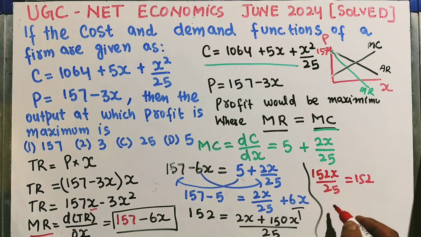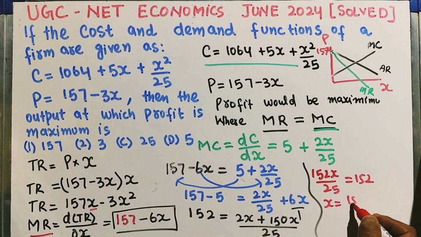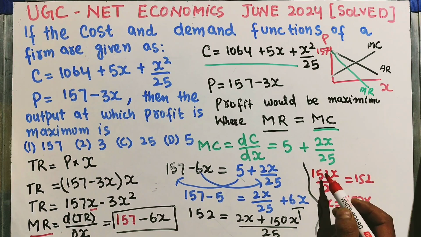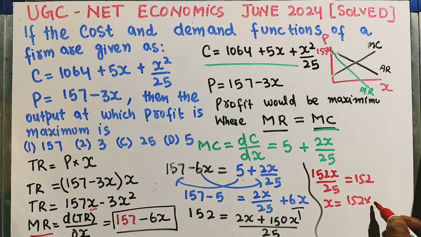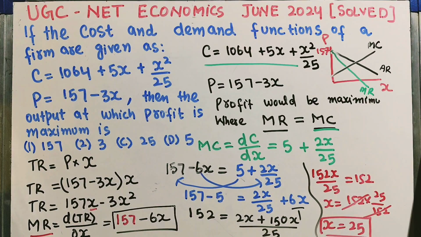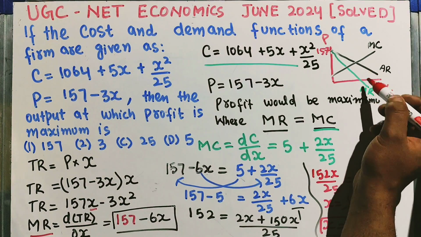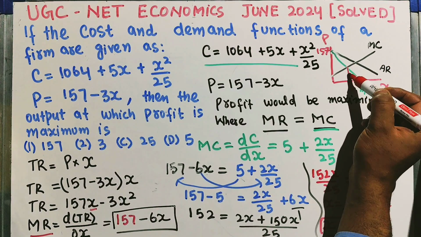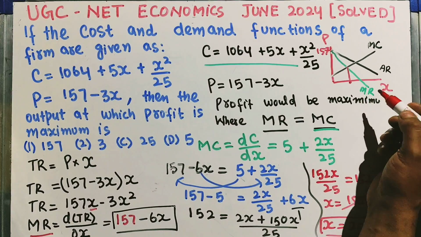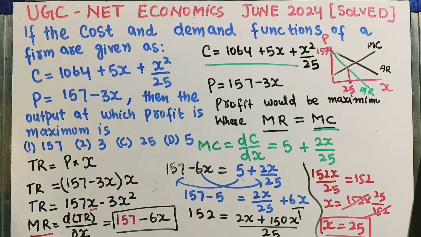Now if I transfer 152 upon 25 to the RHS, it gets multiplied but reciprocated. So we have 25 upon 152. Those 152s get cancelled, so x will be equal to 25. That means the profit maximizing level of output in this case will be equal to 25, the point where the marginal cost and marginal revenue functions intersect.